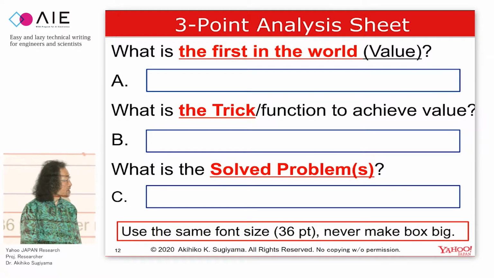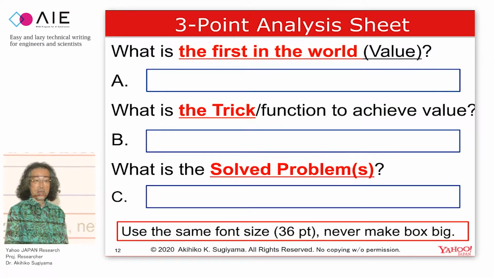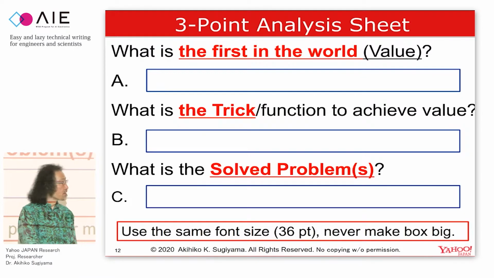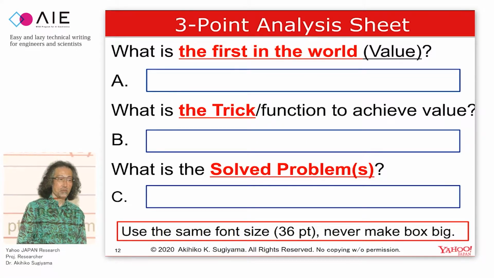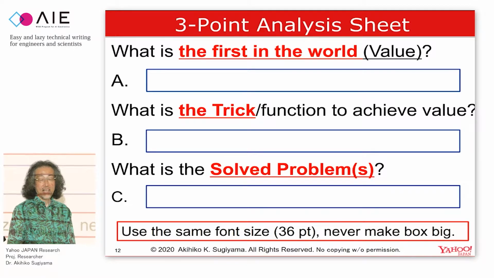Now the second thing is, what is a trick or function to achieve the value? A trick is something which you cannot miss to achieve this value. So this is what you would like to emphasize, because this is what you have noticed, what you have found, which have been unavailable until you noticed.